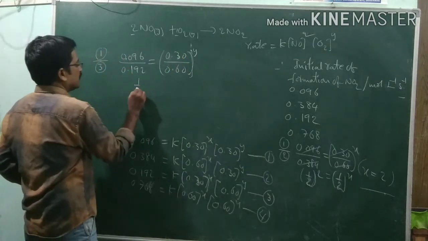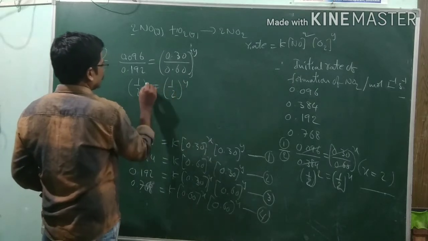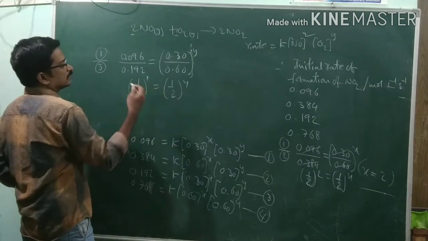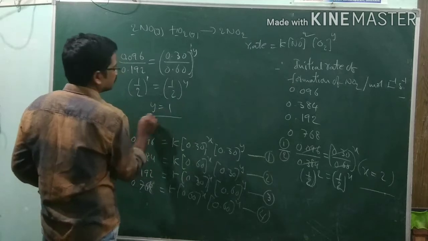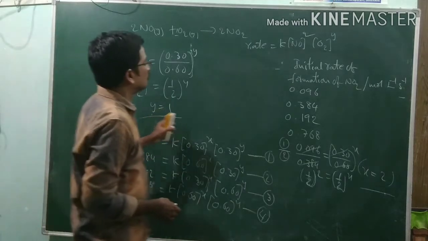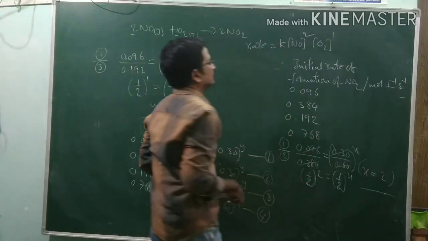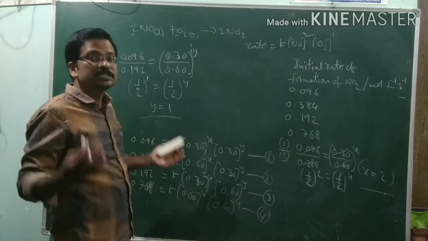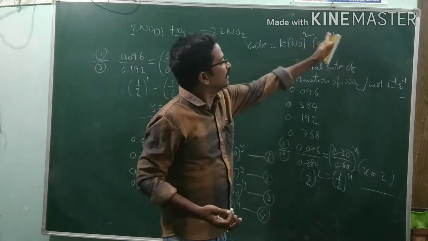So from this, you may know it as y. So here 1 by 2 to the power of y remains as 1 by 2, so y is equal to 1. So put y is equal to 1 here. In this way you can find the x and y values.